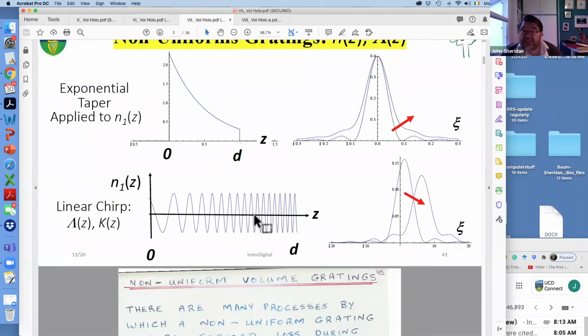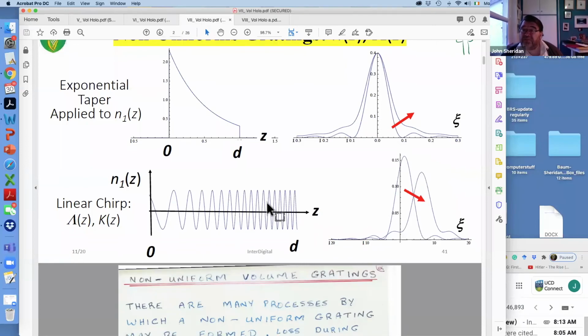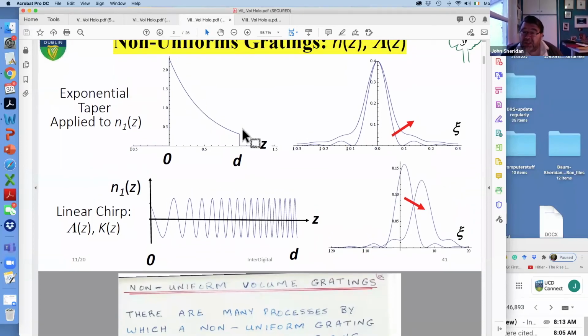And so what we see is that the strongest diffraction will not necessarily be at the point at which we record it, because we've had some change in the material, possibly post-exposure. But we've also got a broader response, because now we can get different wavelengths being on Bragg at different points in this structure. So this is a modulation, and this here is a chirp.